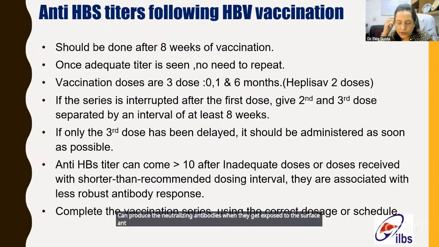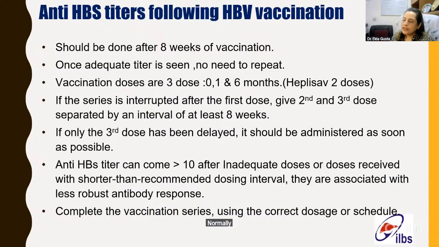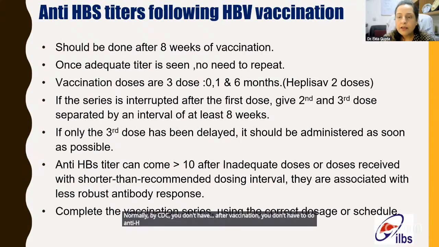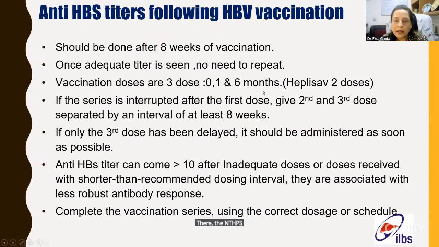So normally by CDC, after vaccination, you don't have to do anti-HBs titer, but those who are at high risk, like healthcare workers, those who are sexual partners of hepatitis B infected, or newborns who are born to infected mothers, there the anti-HBs titer needs to be done to show that they are responding well to the vaccination. So vaccination is giving vaccine, and immunization is measured by doing the titer.